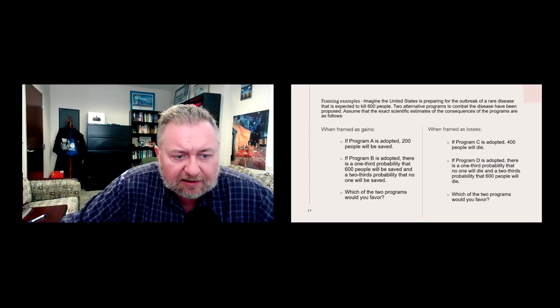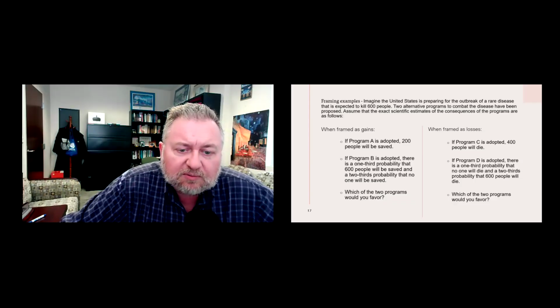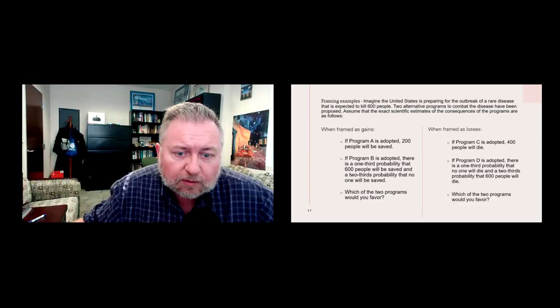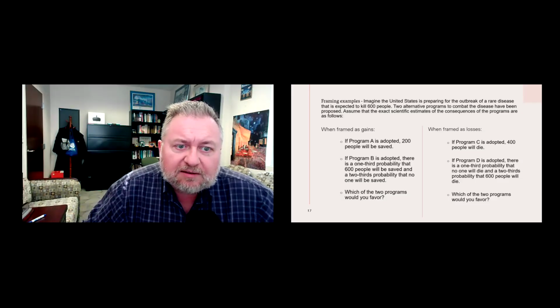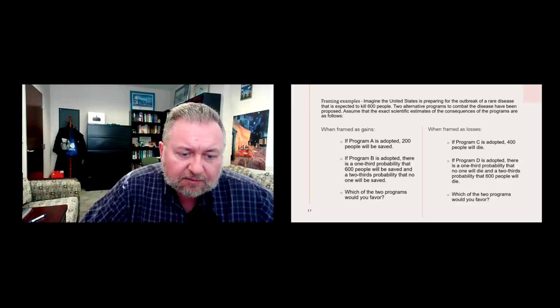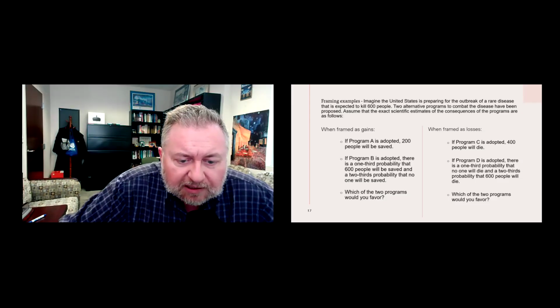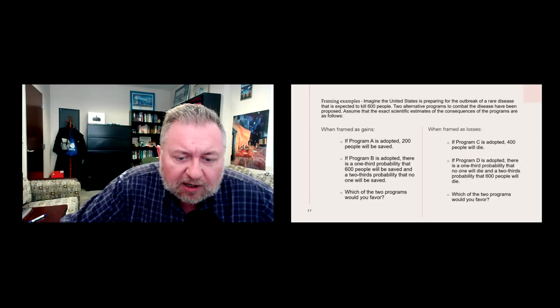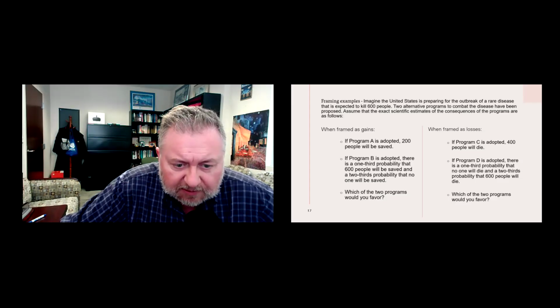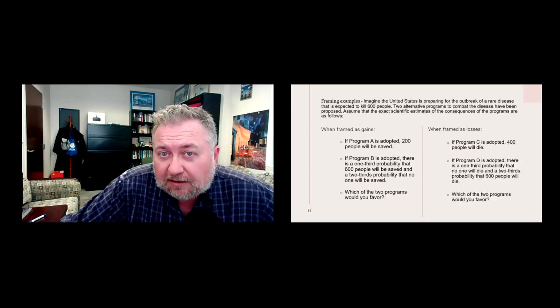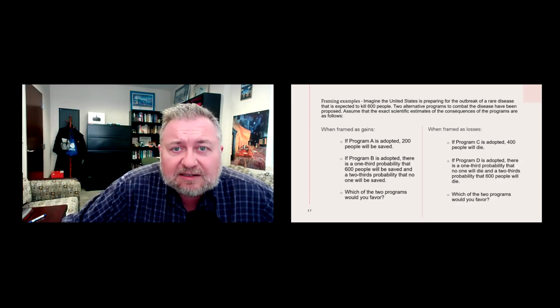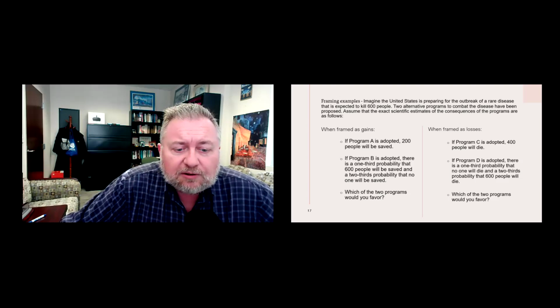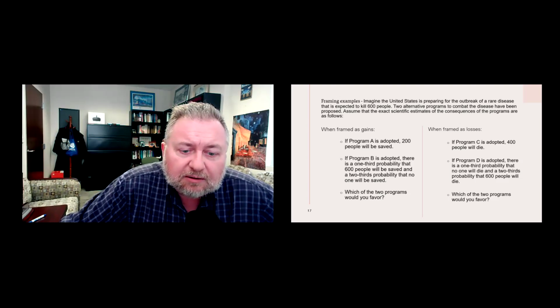So on the left-hand side, we are framing them in terms of gains. If we adopt program A, we're going to save 200 people. So that's a sure gain. We're expected to lose 600, but program A will definitively save 200. Now, on the other hand, program B, if that's adopted, there's a 1/3 probability that 600 people will be saved and a 2/3 probability that no one will be saved. So while we do have a chance here of saving everybody, that chance might seem relatively small. So which one would you pick?